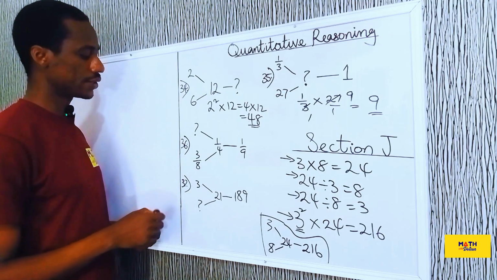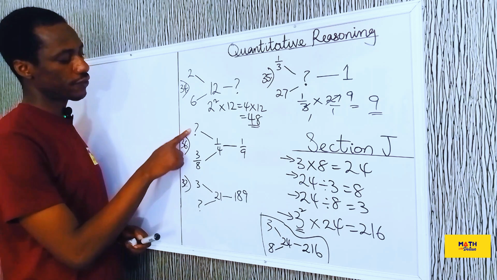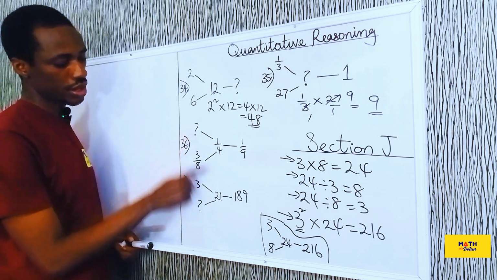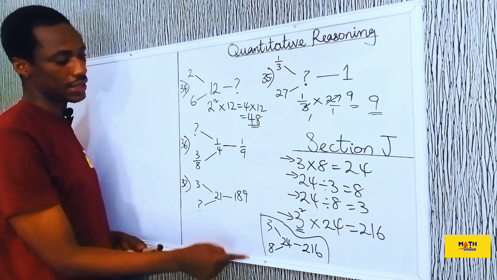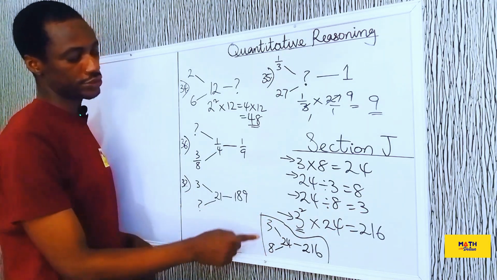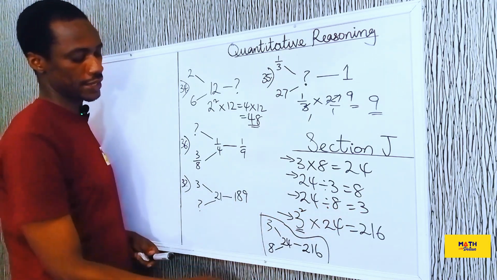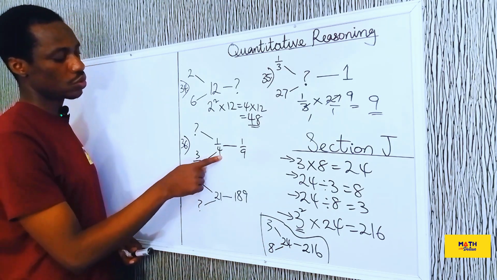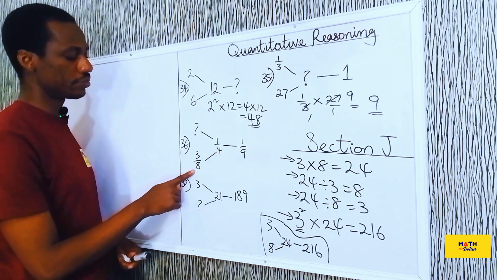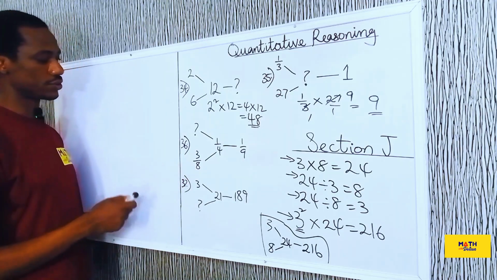In number 36, we're looking for this particular part, and that's in place of 3. So how did you get 3 in our analysis? All right, look at it here. We did 24 divided by 8. So that means we do this part divided by this. So we're doing 1/4 divided by 3/8. So I'm going to do that here.